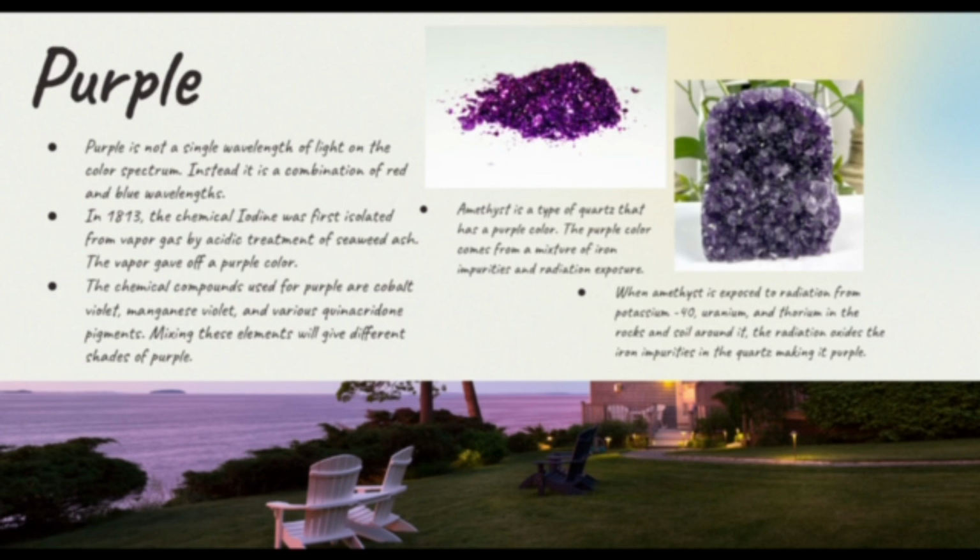The purple color comes from a mixture of iron impurities and radiation exposure. When amethyst is exposed to radiation from potassium-40, uranium, and thorium in the rocks and soil around it, the radiation oxidizes the iron impurities in the quartz, making it purple.